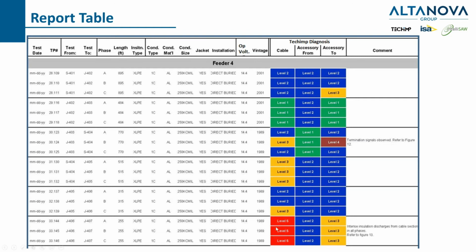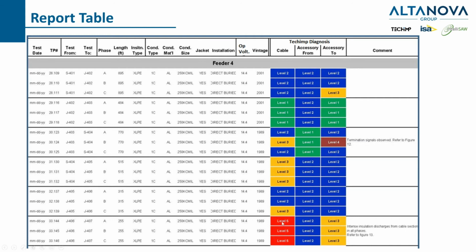So since these 3 cables are connected, if one of the cables has a level 5, we're going to see it in all 3 cables. So that's what's going on here. So the next question is, how do we determine which phase it's in?